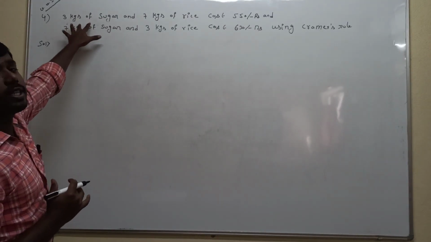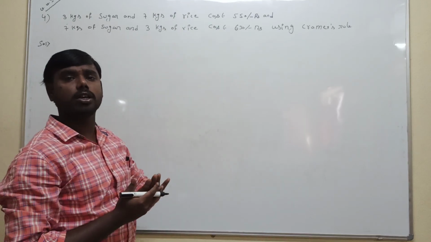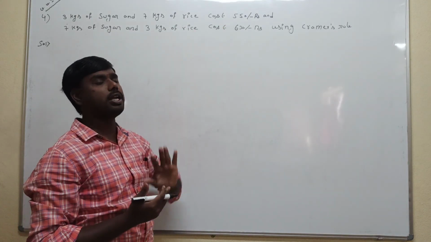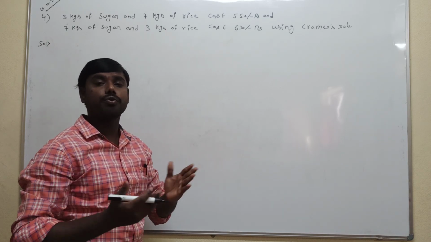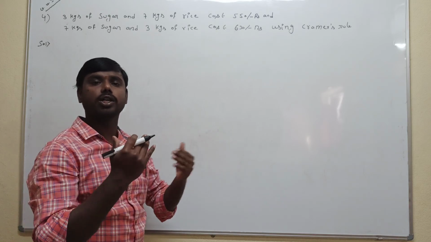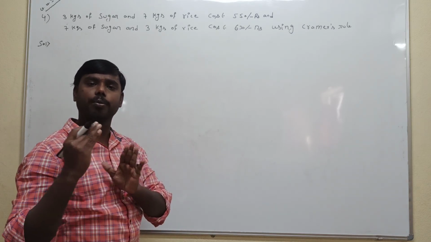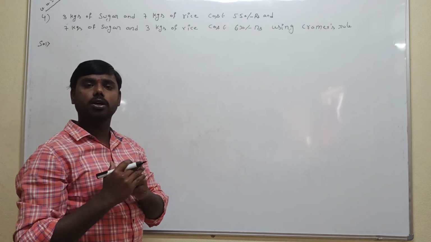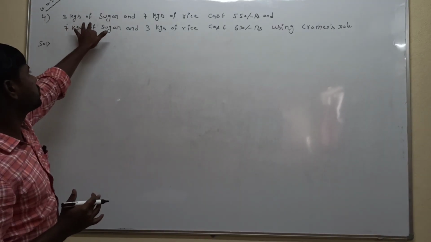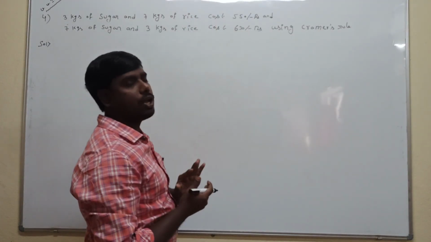They have given 3 kgs of sugar and 7 kgs of rice. The total cost they gave is 550 rupees. You don't know the cost of sugar or the cost of rice. You don't know, that's why we are doing this first. Let the cost of sugar be x, and let the cost of rice be assumed y.